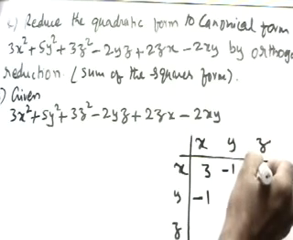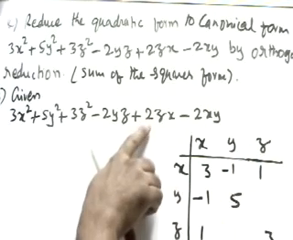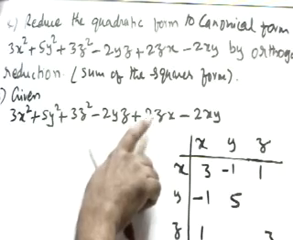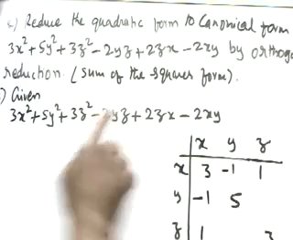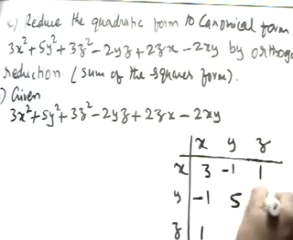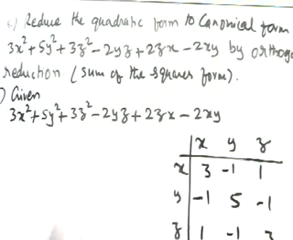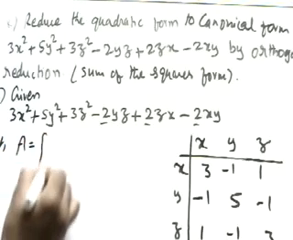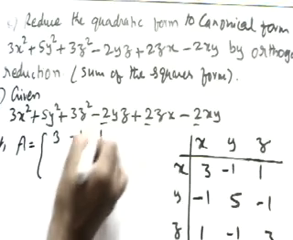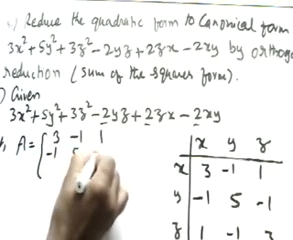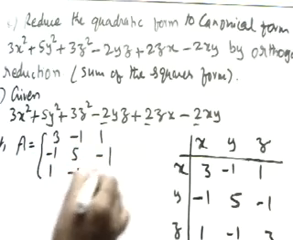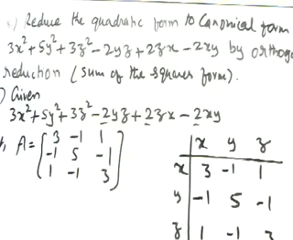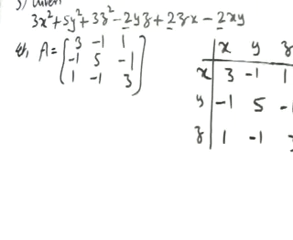Now here XZ. The XZ coefficient is 2, so write 1, reduced by half. Now lastly this one, this is my YZ. So here is YZ, here is YZ: -1, -1. These three terms will be reduced to half. Therefore, let us denote this by A. A equals 3 -1 1, -1 5 -1, 1 -1 3. So now this is the symmetric matrix, step 1.